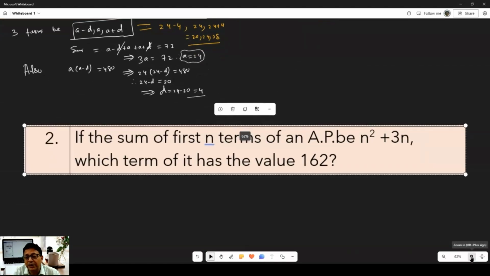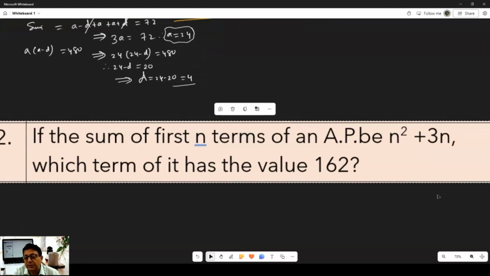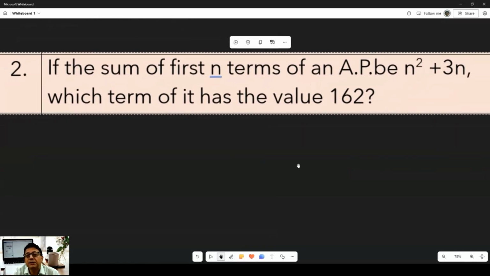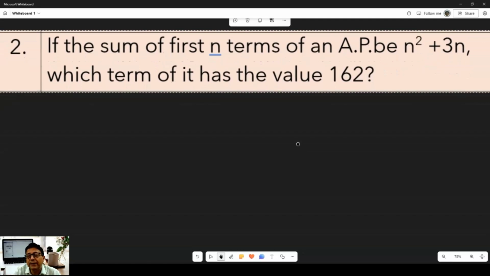Okay, look at this sum. The sum of first n terms of an AP is given n squared plus 3n. Which term of it has the value 162? Read the sum carefully and do before I do it here.